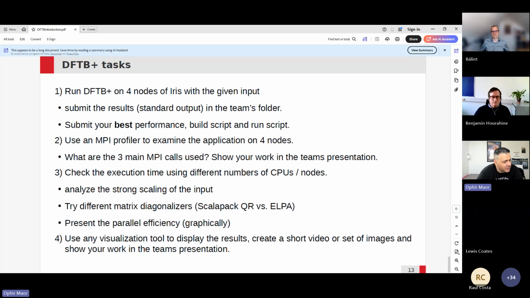Anyone, any questions? Everyone, everything is understood, easy? Well, we hope so.